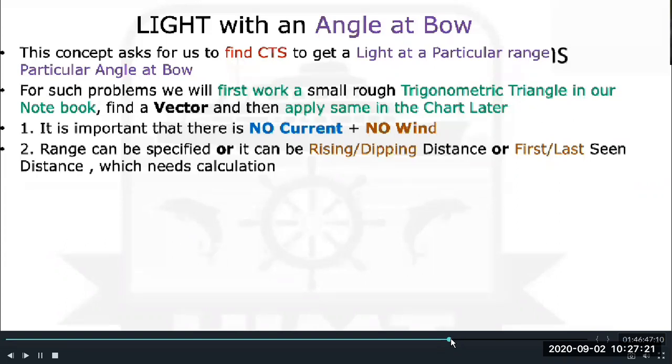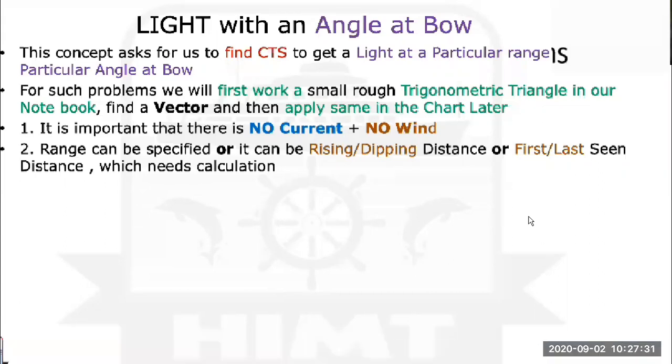So this range can be specified, or a word like rising or first sighting, last sighting can be used. Anything can be done. That is why this morning, when someone asked if we can do a small example, I didn't do it. Because I'm using that concept partly here and partly in the next module. The next module I'm going to take tomorrow only, not today. So it can be anything.